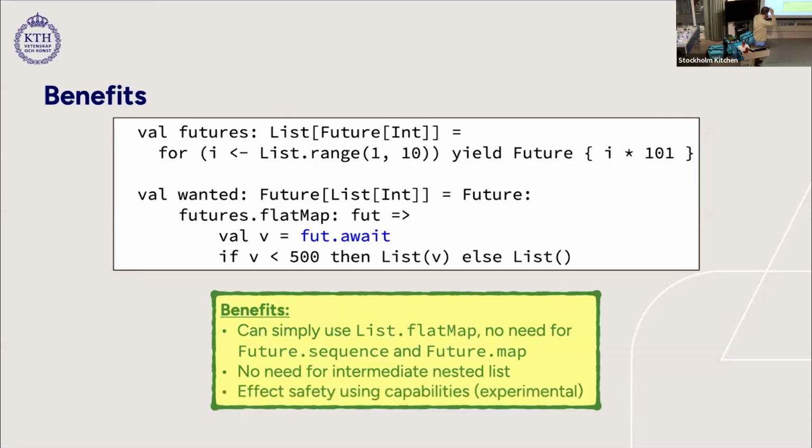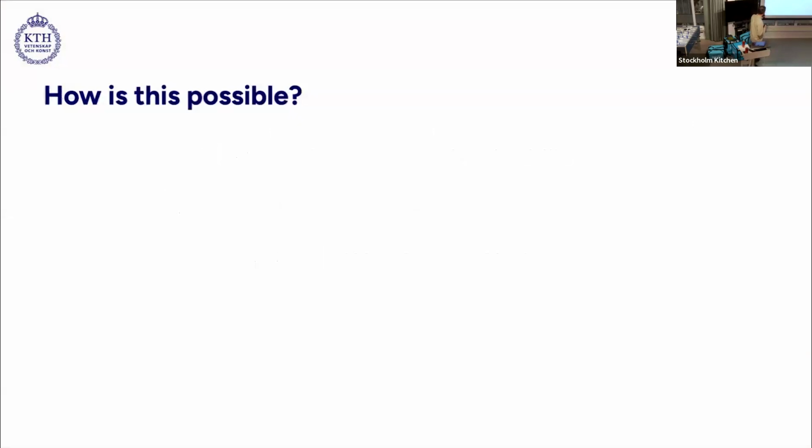And what's also cool is that it's possible to statically enforce so-called effect safety. This is based on an experimental feature in Scala 3 called capabilities or capture checking. I will talk a bit more about this later, but this is still an experimental feature. It's hidden behind a flag and so on. But how is this possible? Well, the code I showed you is written using a new, also experimental concurrency library called Gears. And it has some key features.